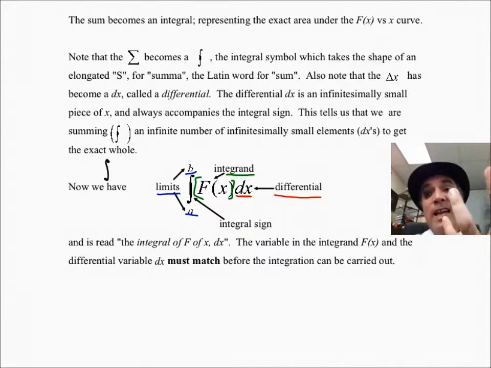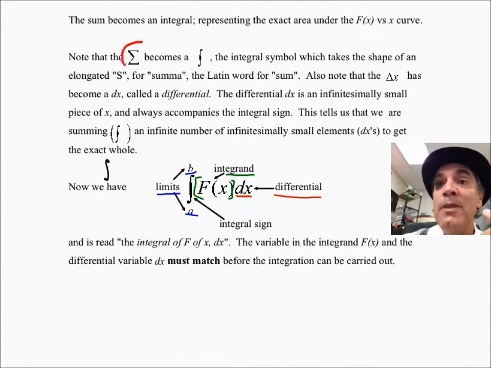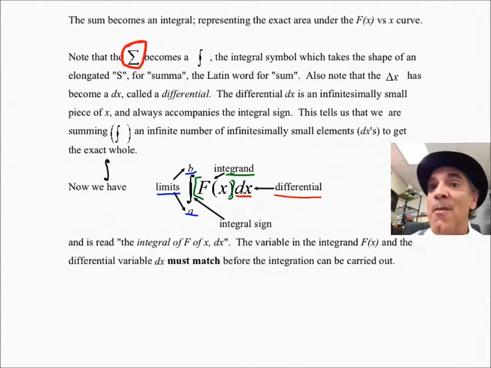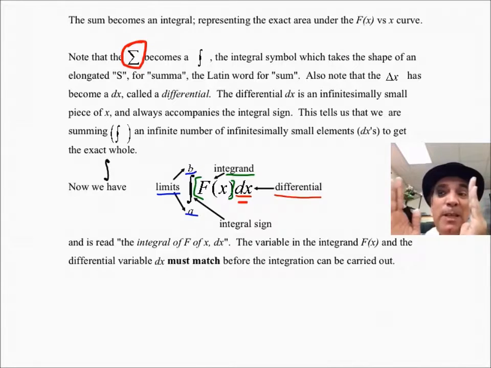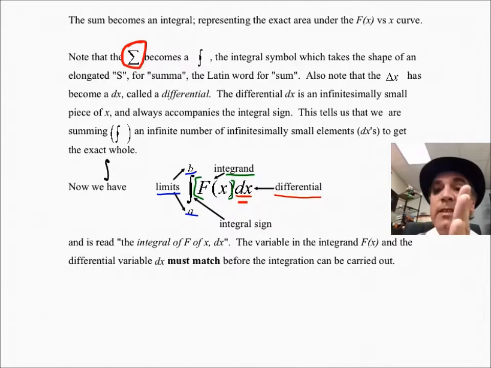We then want to take our sum sign and make it a sum of everything. And then we want our delta x to become a dx, which means an infinitesimally small width of x times the whole function. This becomes our integral sign. Integral is a big S, kind of elongated. It's supposed to be summa, for the Latin for sum.